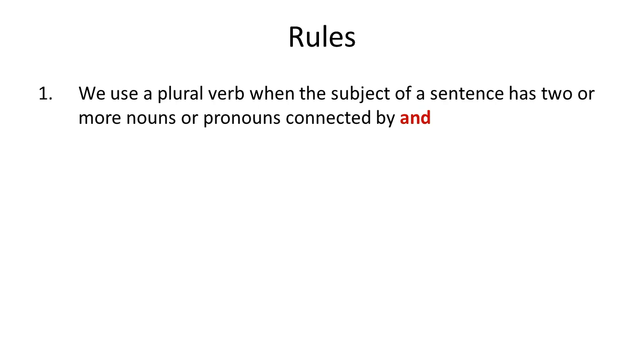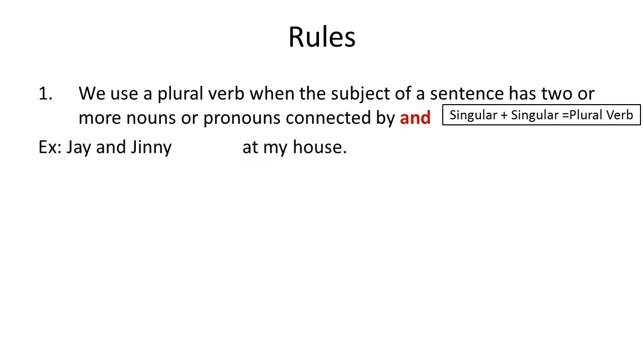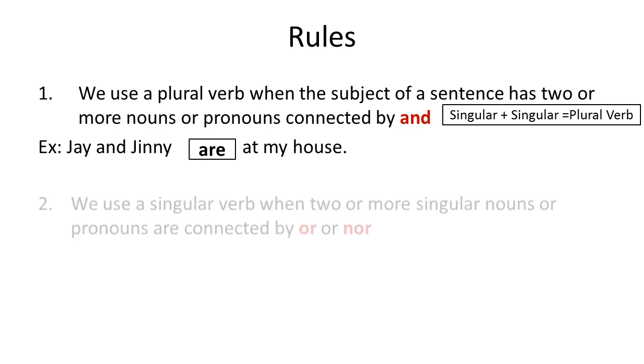First, we use a plural verb when the subject of a sentence has two or more nouns or pronouns connected by and. That means when two singular subjects are joined by and, it becomes a plural subject. So you have to take a plural verb. For example, Jai and Jenny are at my house.